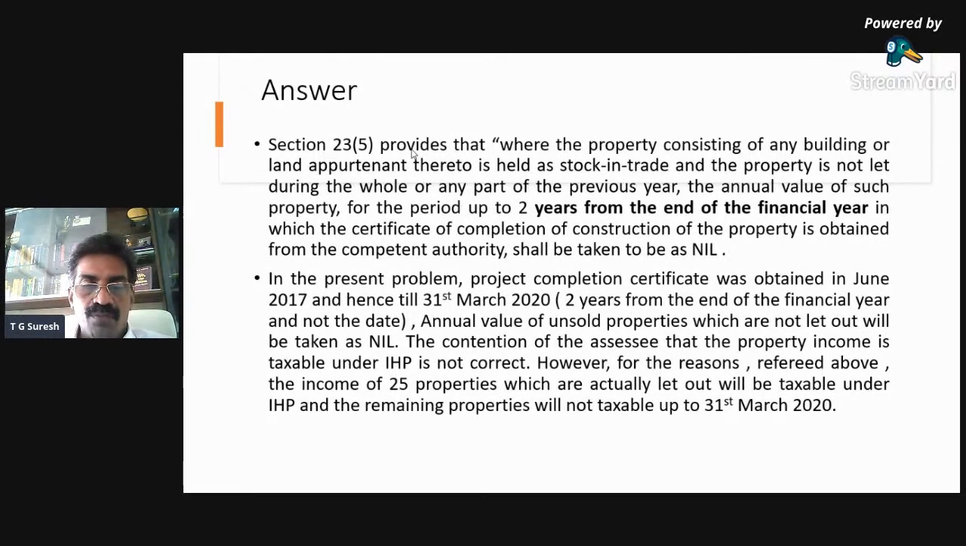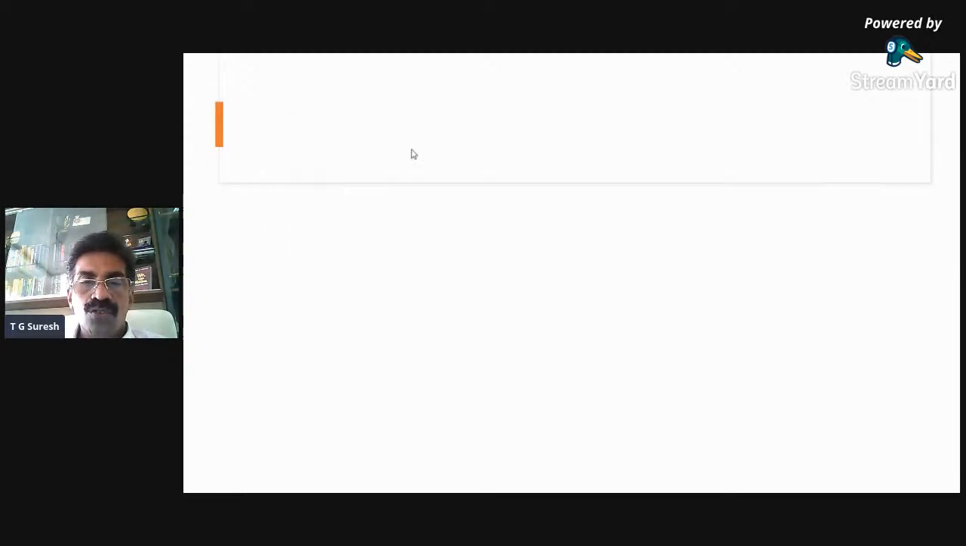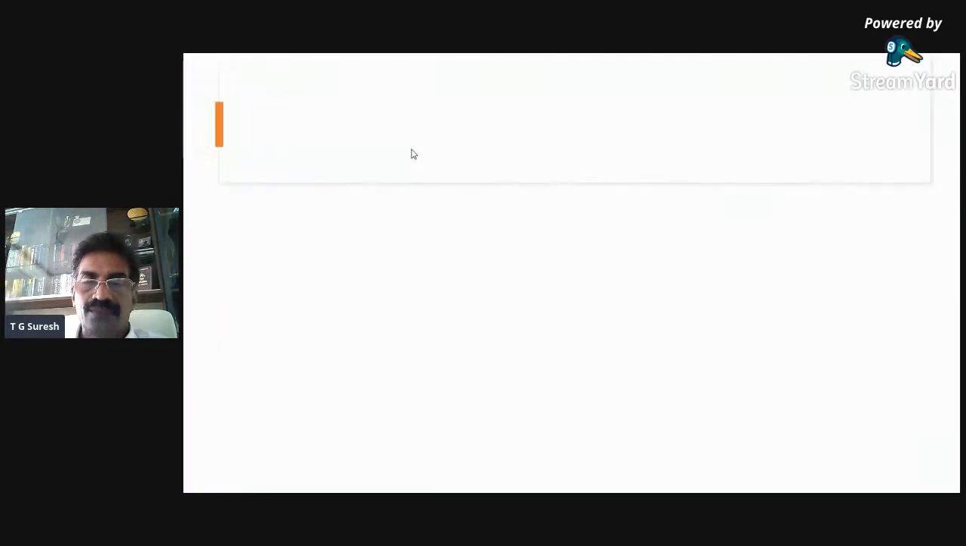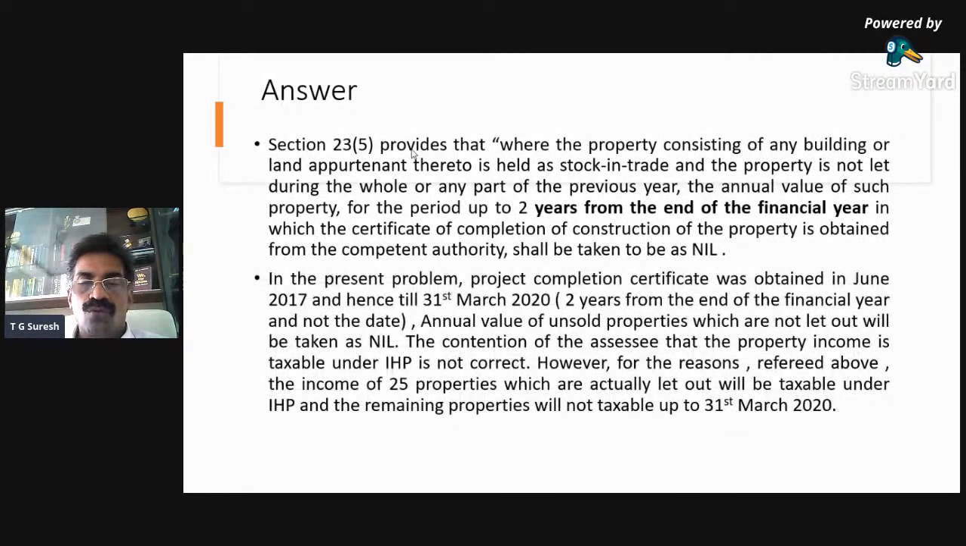So for the reasons referred above, the income of 25 properties actually let out is taxable under house property. Remaining properties not taxable up to 31st March 2020. You should negate the assessee's contention. You have to evaluate, specify whether it is right, then come to the conclusion. You have to first write this, and then talk about why it is not taxed. Evaluate the contention and conclude his contention is wrong, though his conclusion is right.